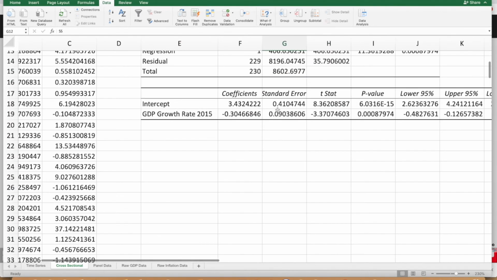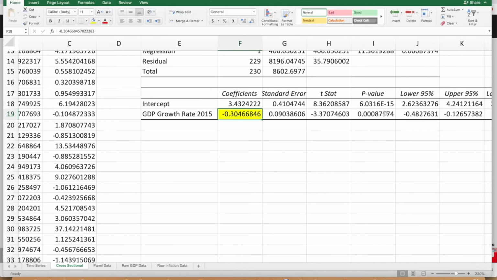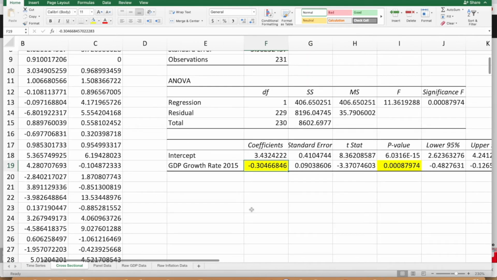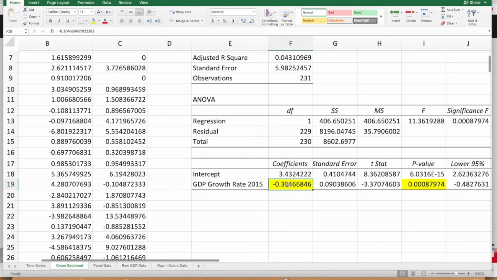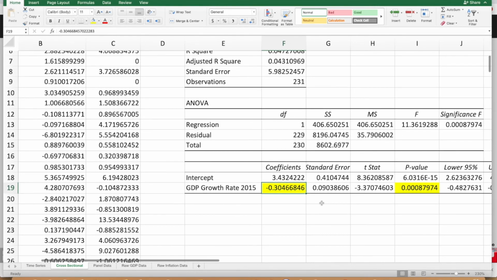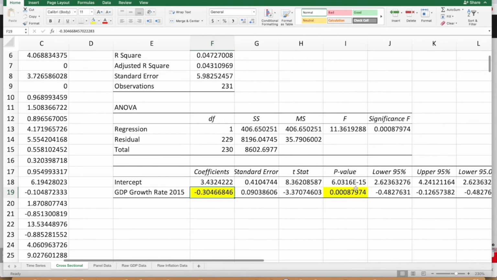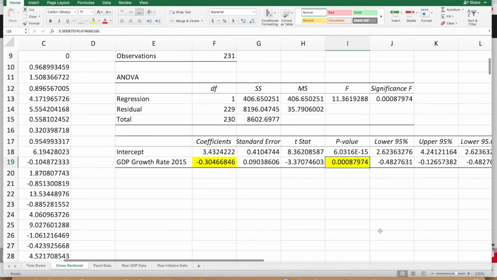So now here's my slope. Here's my p-value. Now I have a negative relationship, so let's interpret the slope. Across countries in this data set, on average in my data, when GDP growth increases by 1%, inflation tends to decrease by 0.3%. Okay? Is that statistically significant? Yes. We would reject the null hypothesis in this case.